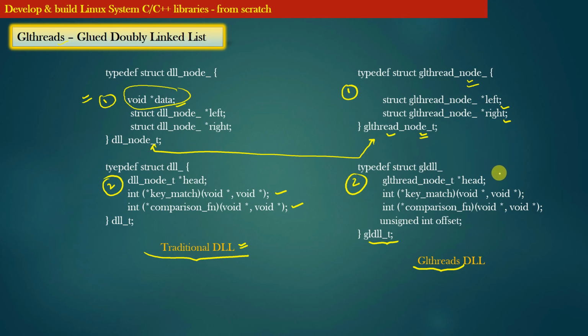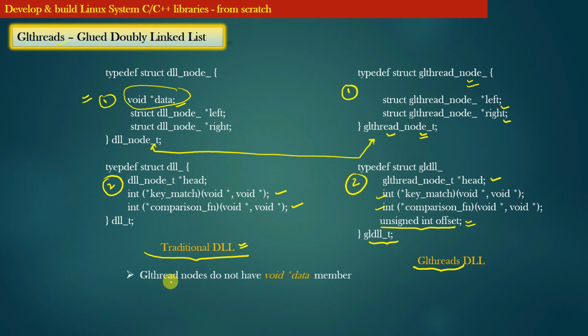And the second structure is again the representation of a glue-based linked list. Like a traditional linked list, it has a pointer which points to the head of a GLThread, that is, a pointer to the first node of the glue-based linked list. And like a traditional linked list, GLThreads can also have function pointers. The additional thing GLThreads has is a member called offset. We will see what the purpose of this offset is, why it is there, and what the use of this offset member is.